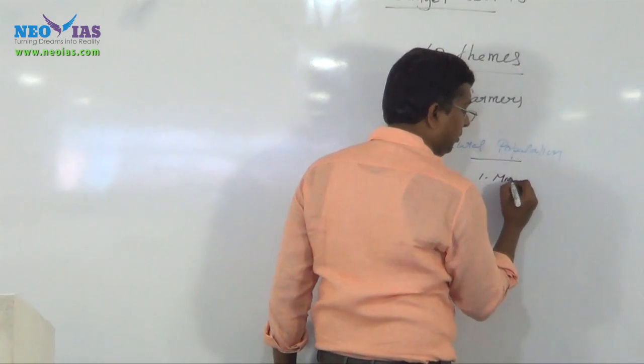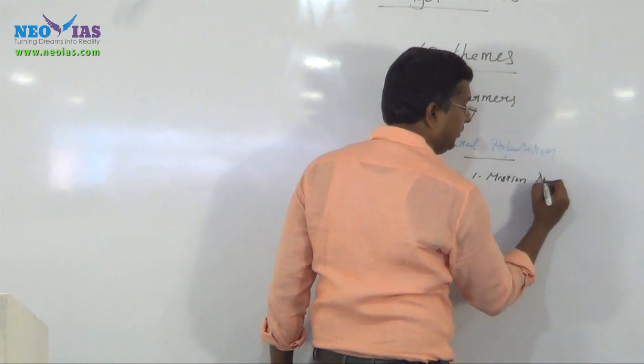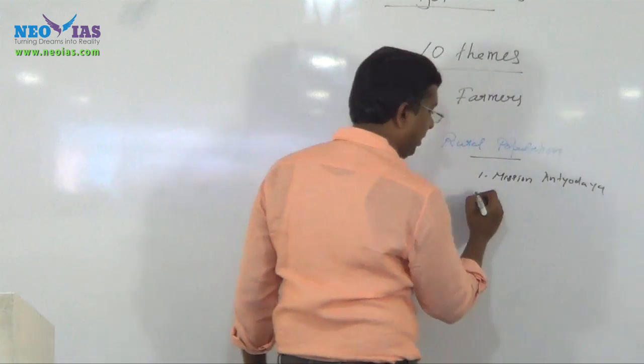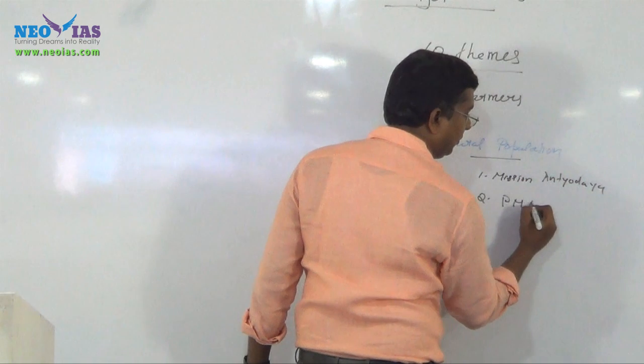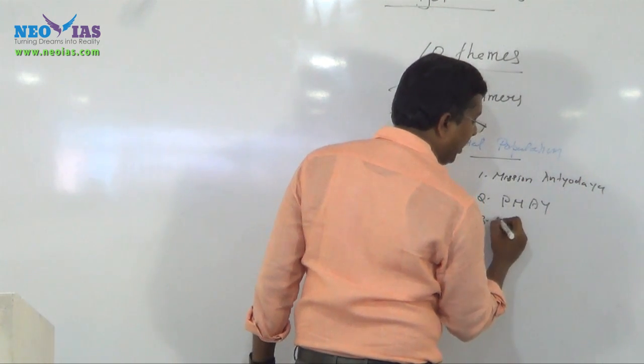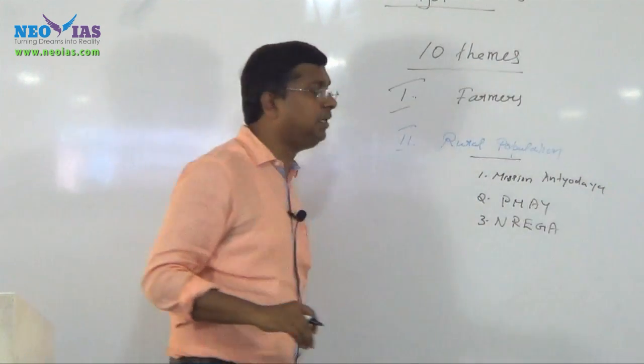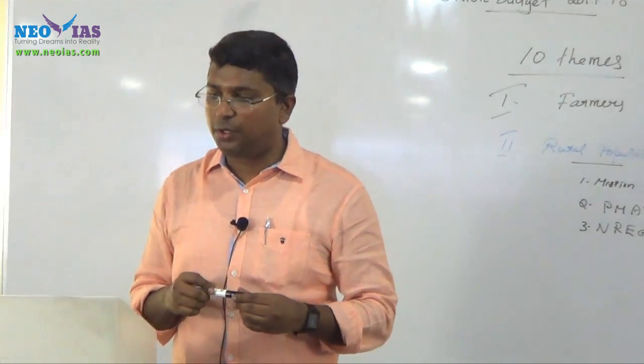Mission Antyodaya. If the spelling is wrong, leave it. Then Prime Minister Awas Yojana. As usual, NREGA is very important. Mahatma Gandhi National Rural Employment Guarantee. That is for the rural population.